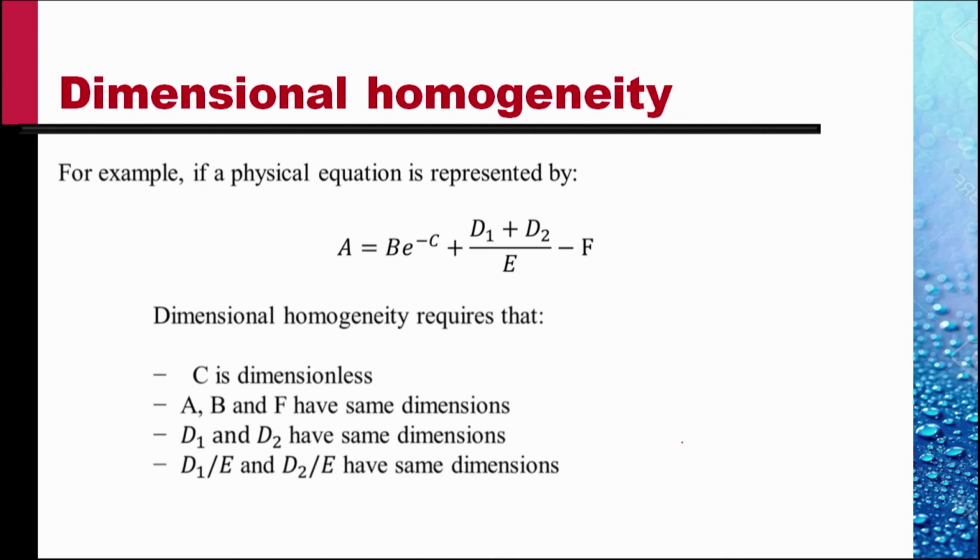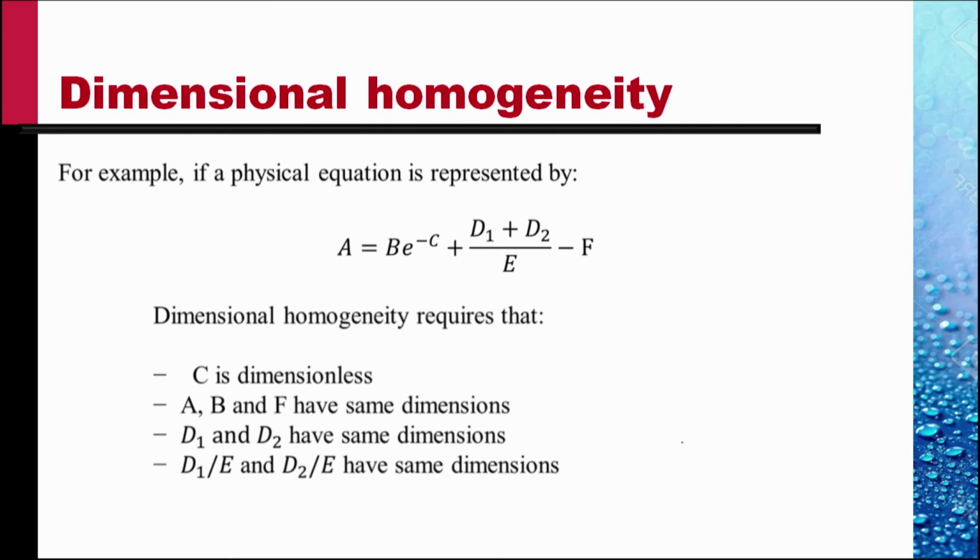We cannot take exponentials of dimensional quantities and have a meaningful dimension. B and F must have the same dimension as A. Since C is dimensionless, e raised to minus C is also dimensionless. So A and B must have the same dimension for homogeneity, and similarly F must have the same dimensions as A or B.